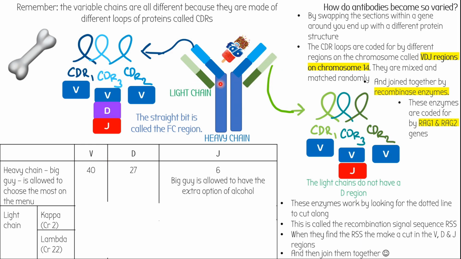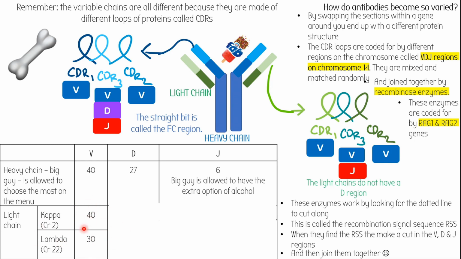So if you pick a kappa, that's coded for on chromosome 2. So heavy chain is chromosome 14. The kappa version of the light chain is coded for on chromosome 2, whereas the lambda version of the light chain is coded for on chromosome 22. Now, the only basically different thing between them is that the menu of V's, the menu of starters, is slightly different. So whereas the kappa has 40 things on its menu, the lambda has 30.